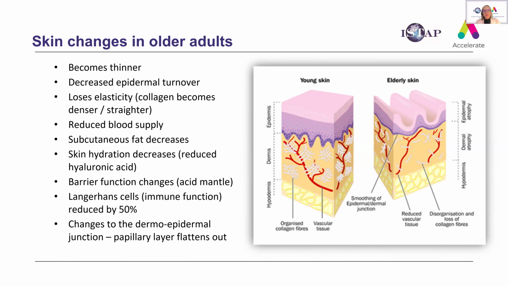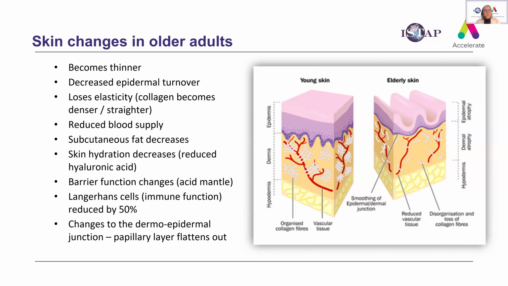So what happens with the skin as we age? Because that is the one predictable factor for sure that we're all going to be doing. It tends to become thinner. It's got decreased epidermal turnover. It loses elasticity, so our collagen becomes denser and straighter, and our elasticity starts to be lost.